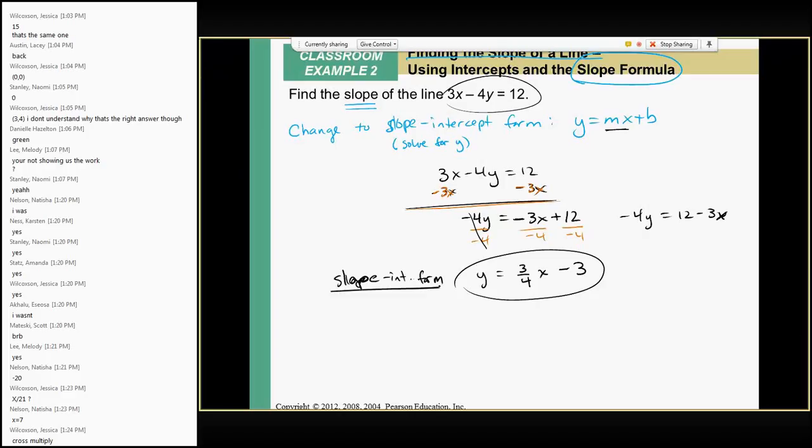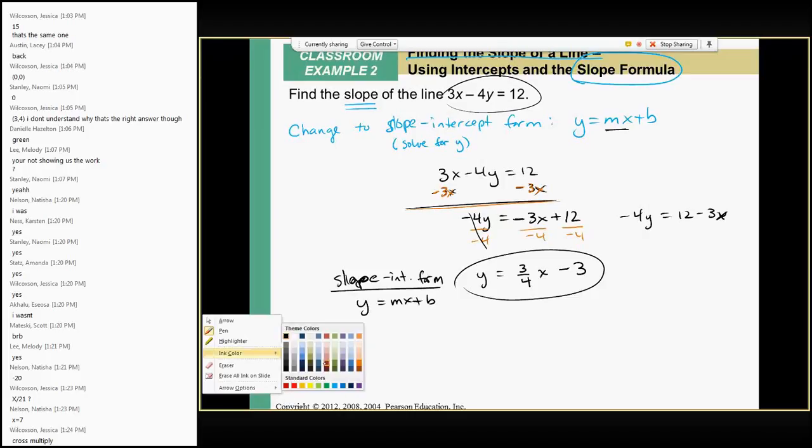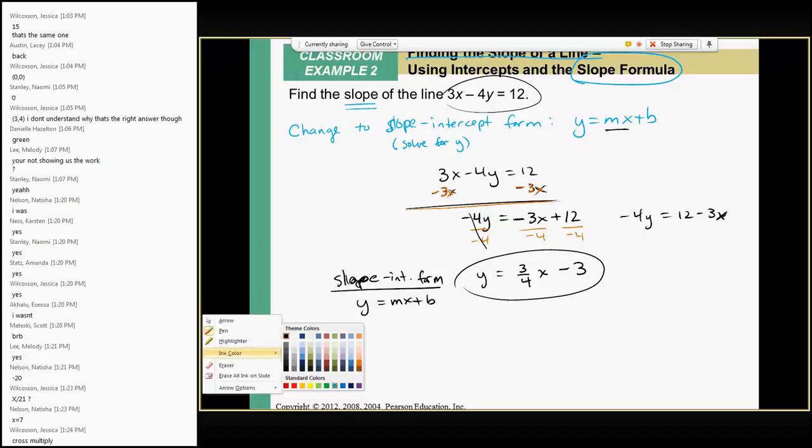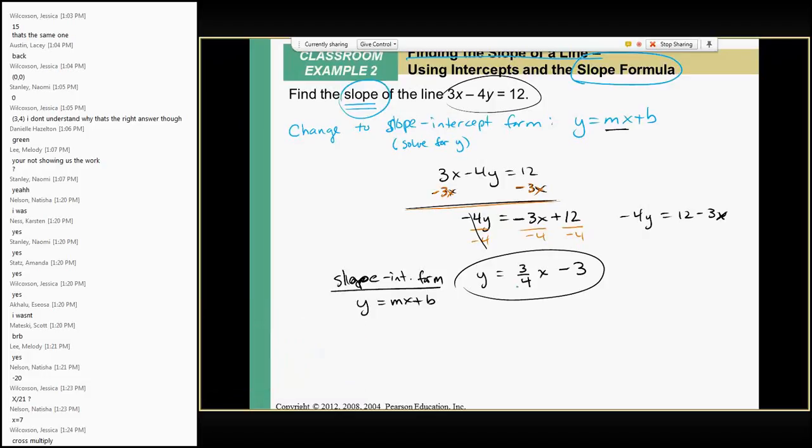What's nice about this slope-intercept form? Y equals mx plus b. Why is that nice? It shows right away where the slope is. Very good. So the slope is always to the left of the x. This is your slope.